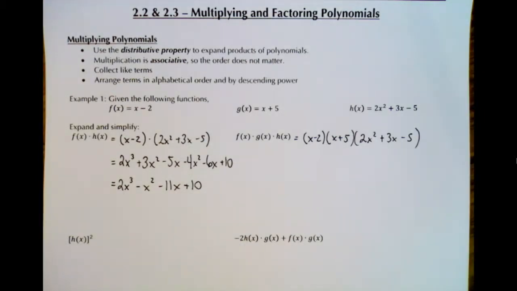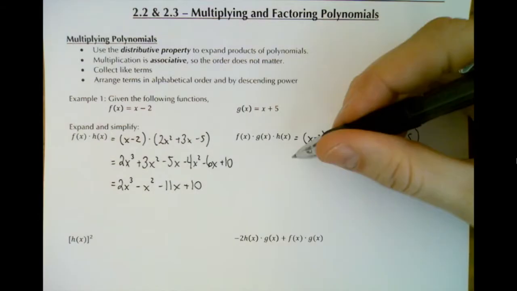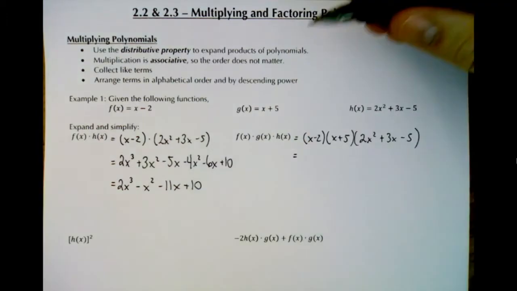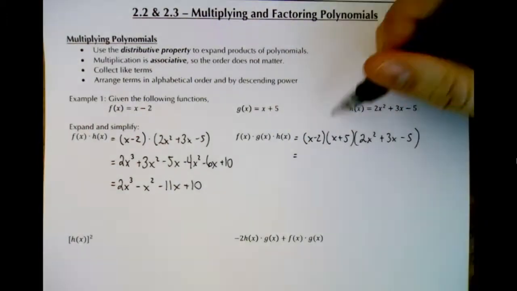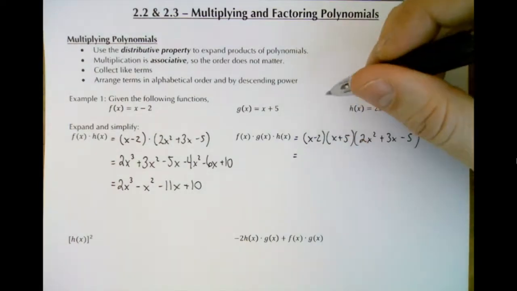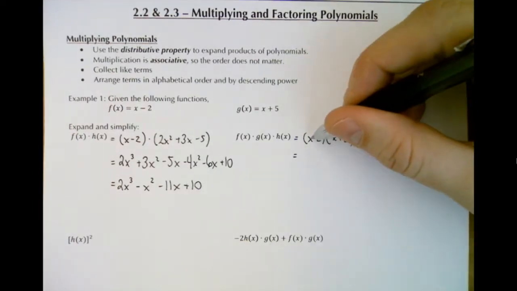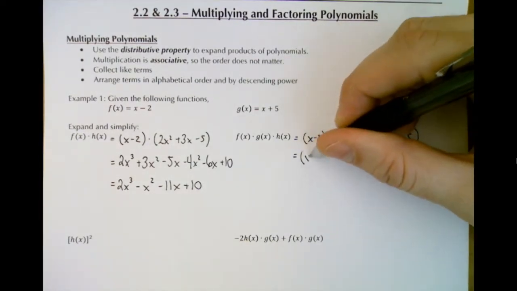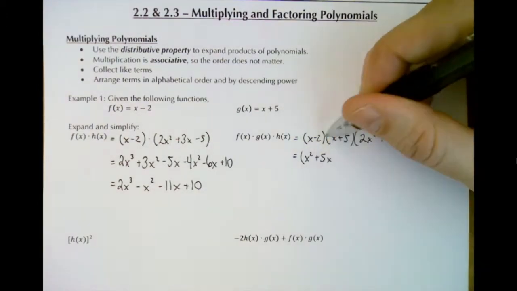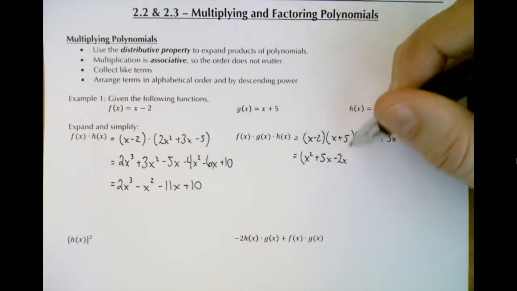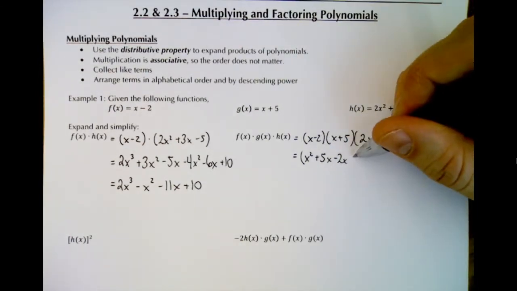Let's pretend we didn't notice that. And let's just expand it out and see where we end up. We've got a 2 by 2. X minus 2 times x plus 5. Let's multiply that first. And that's just regular FOIL. So x times x is x squared. X times 5 is 5x. Negative 2 times x is negative 2x. Negative 2 times 5 is negative 10.